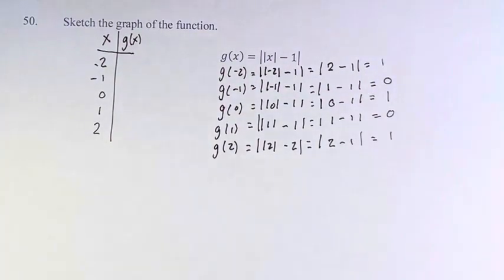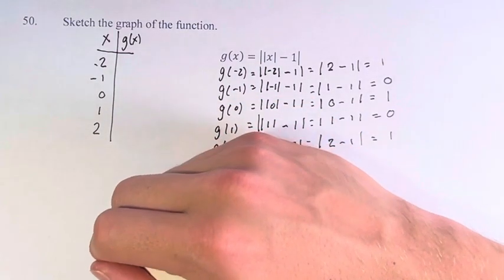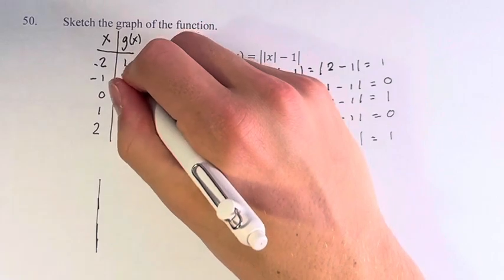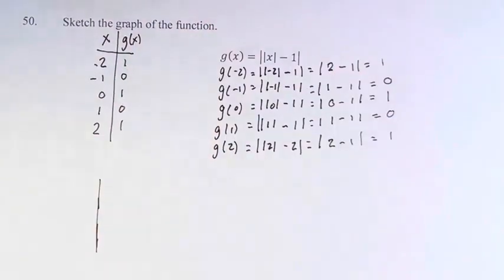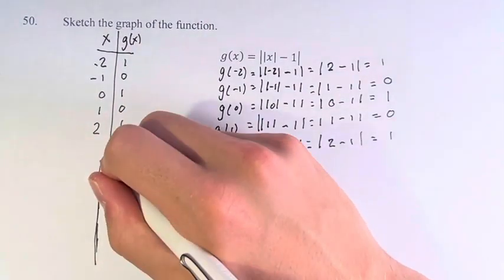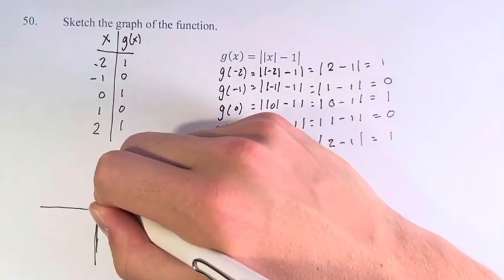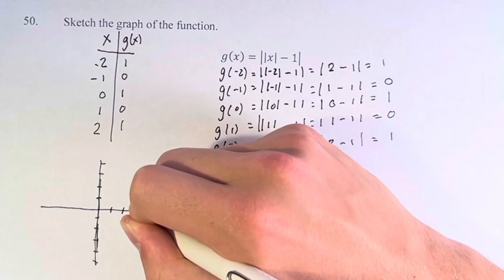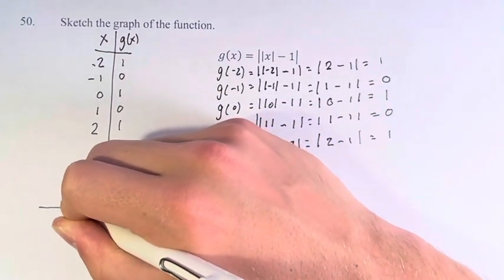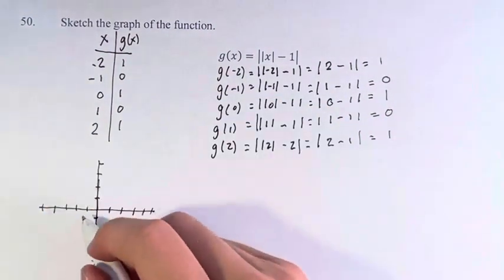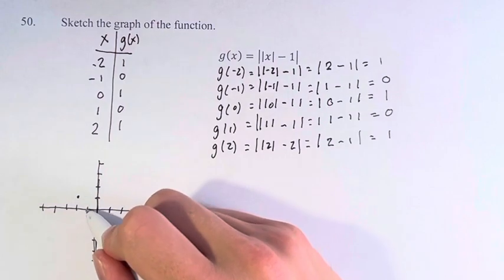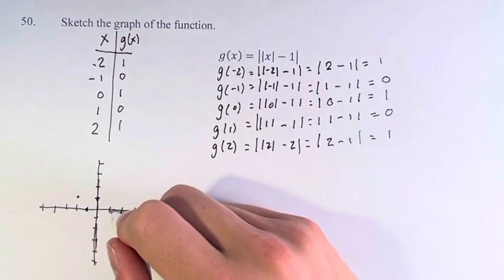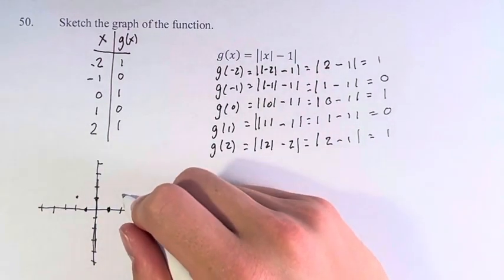So now we can graph this. I'll actually fill in the table: 1, 0, 1, 0, 1. Next we can graph with just some of the basic points we have. So for -2, we have 1, then we have 0 for -1, 1 for 0, 0 for 1, and 1 for 2.